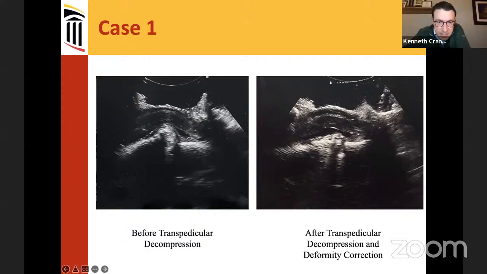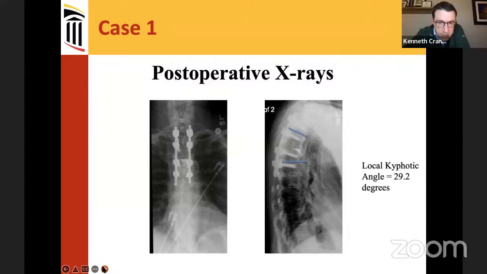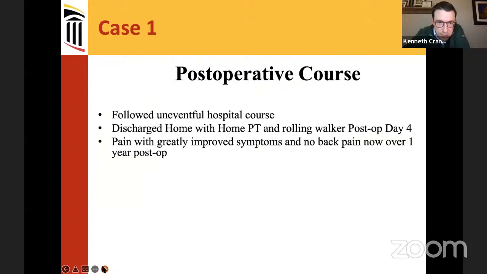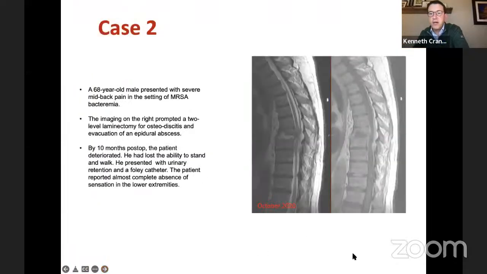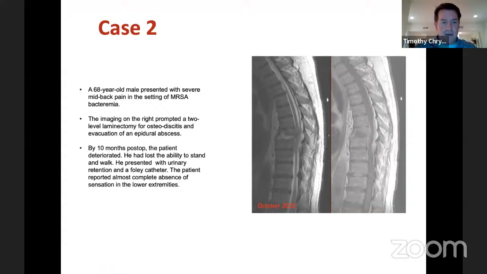We can get to the next case, and there are some images in that case from a paper that we actually published on it too. So Tim's going to start talking about this case. Okay, thanks, Ken. So this is our second case. This was a 68-year-old male who presented with severe mid-back pain following an admission for MRSA bacteremia. You can see the T2 and then T1 post-contrast sagittal images on the right there.